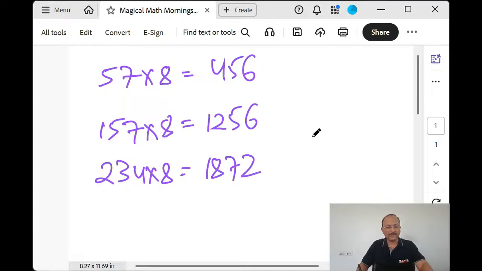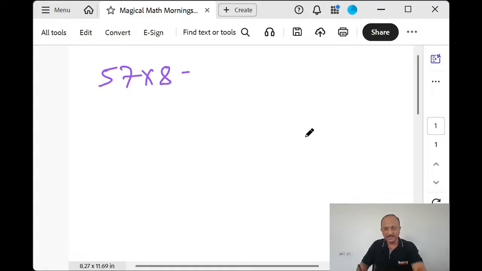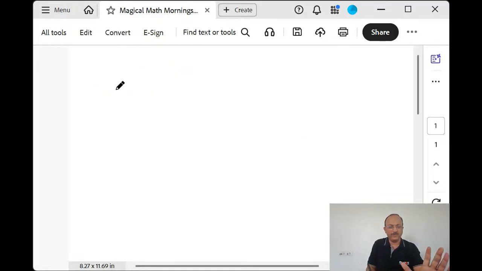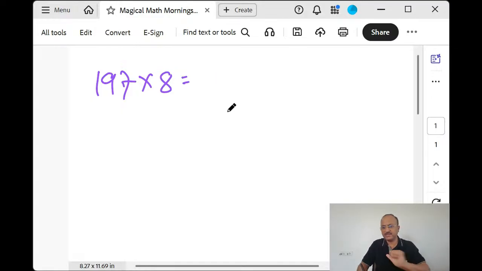Very good. Let's try a little different kind of number, odd numbers, which are peculiar. We'll take 197 into 8. Try this. No, I said 197 into 8. I think you have to check once properly.